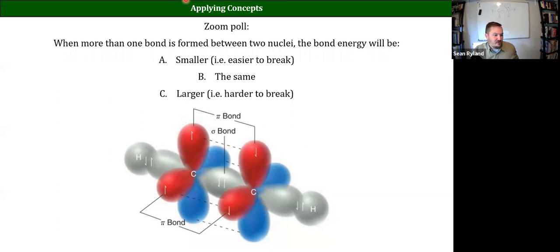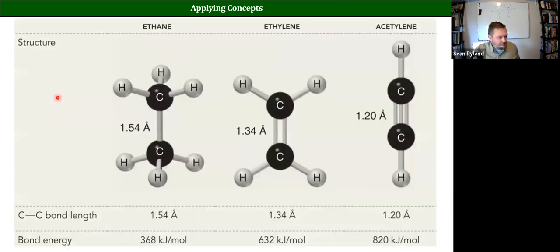Acetylene, it's a little bit harder to break the carbons apart in acetylene, but there's less energy in it overall because you have two pi bonds mixed in there as opposed to all single bonds, which are more stable and therefore have more energy in them. And that's in fact what we see.